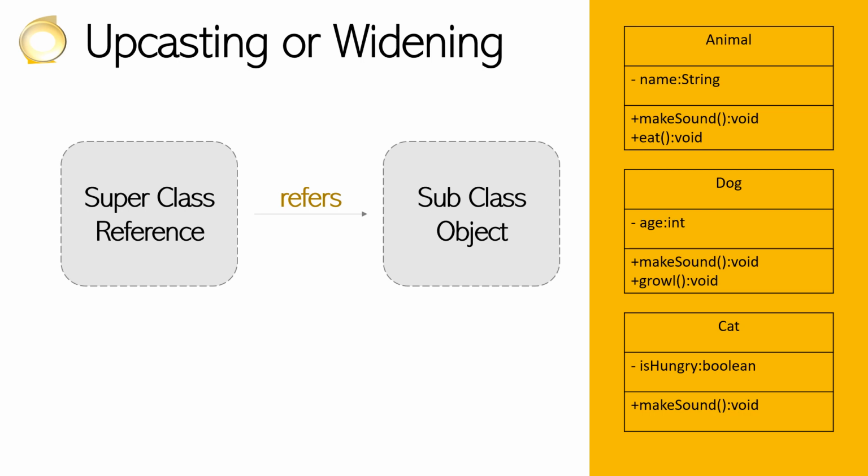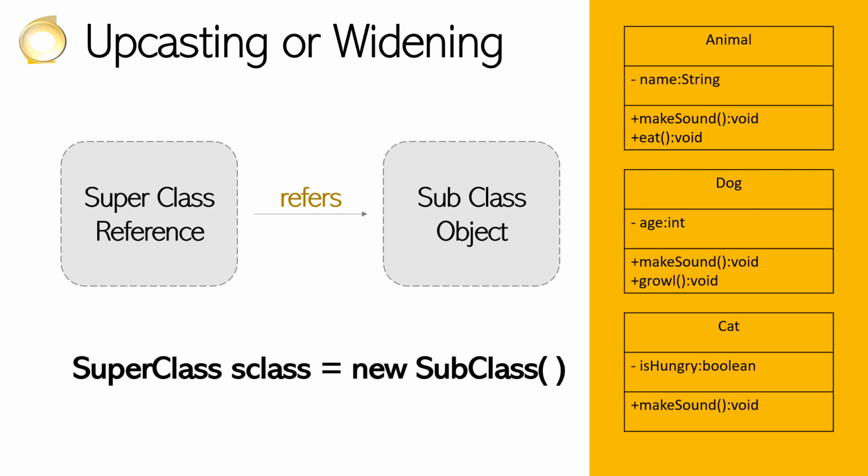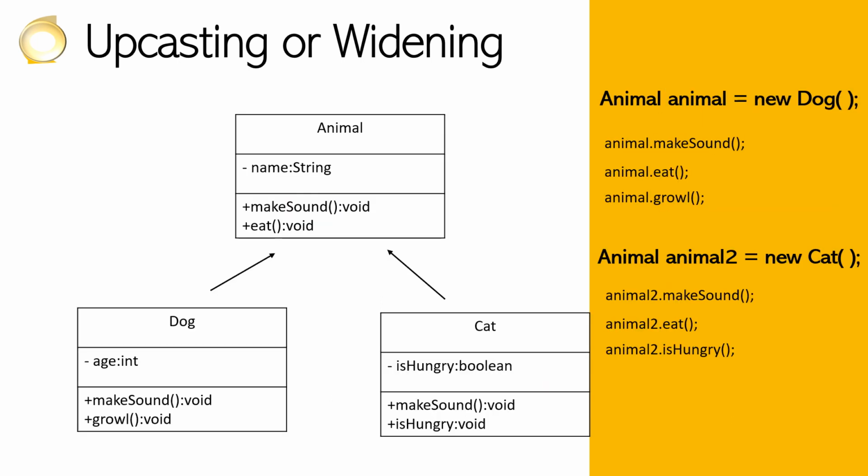So how do we perform upcasting? We have here the superclass, so the name of the superclass, and then we have a reference to the superclass is equal to the keyword new and the name of the subclass. To continue the discussion about upcasting or widening.